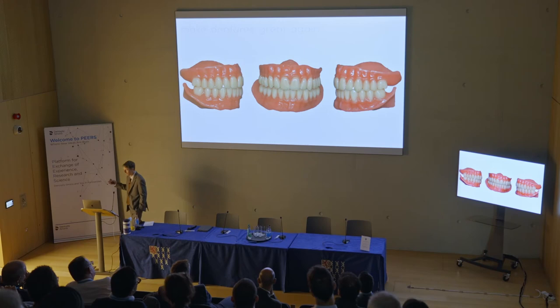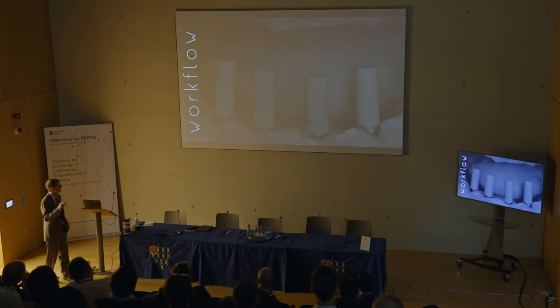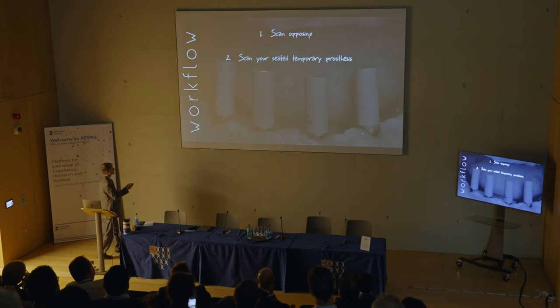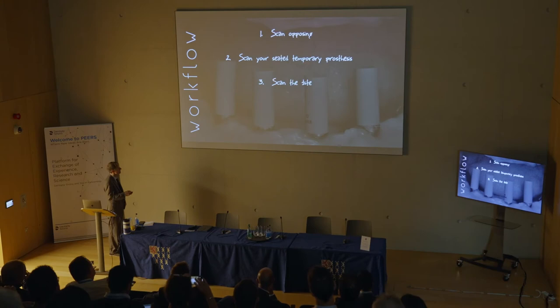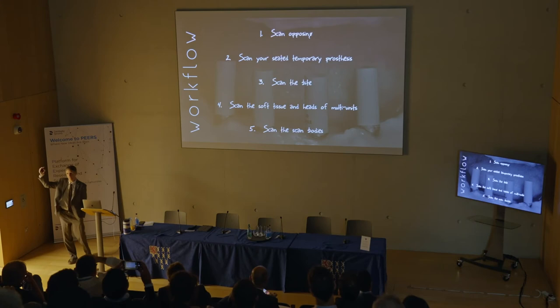So let's go through the workflow: if you want to do this type of case digitally, how do you do it? This is how we do it. First off, scan the opposing arch. Next, scan your seated temporary prosthesis. From there, scan the bite. Again, this is what we do with everybody, like normal patients. The difference here is, scan the soft tissue and the heads of the multis, and then scan the scan bodies.